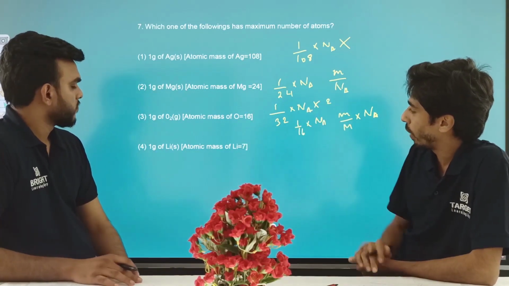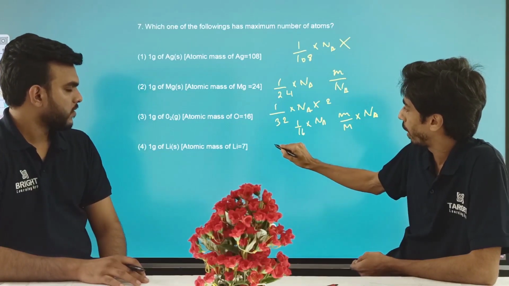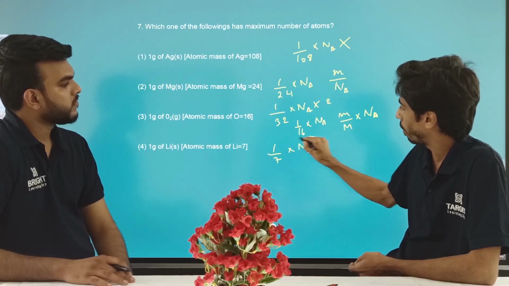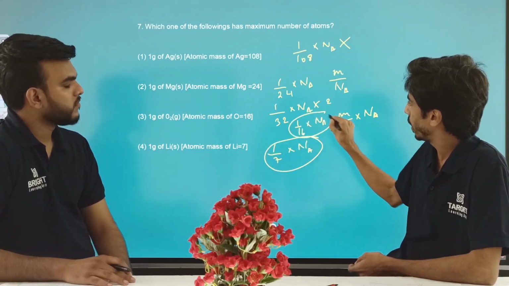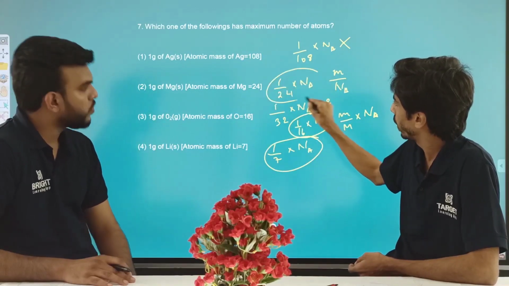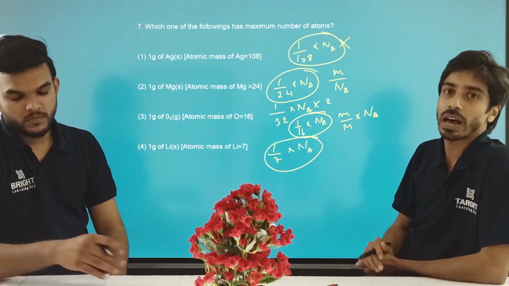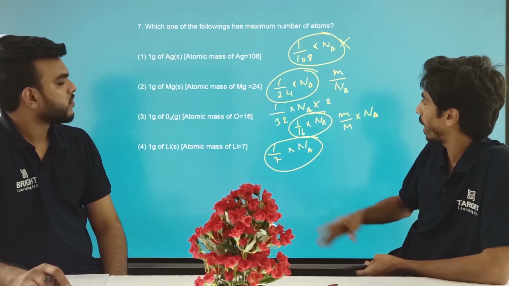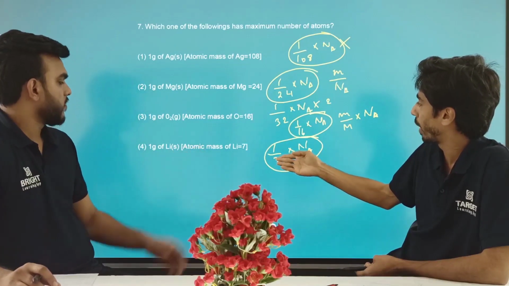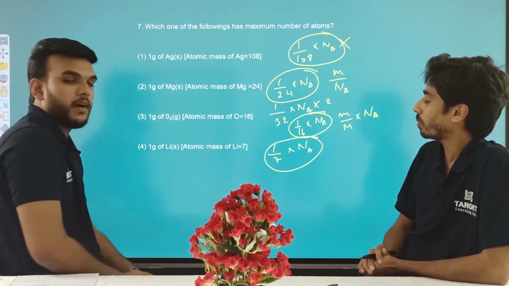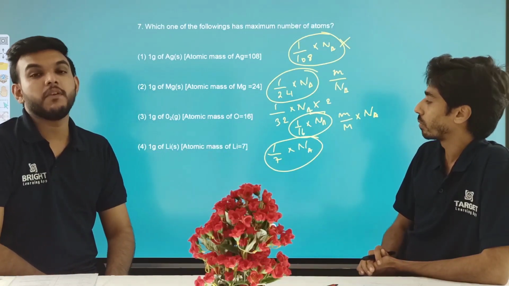And for 1 gram of lithium, it will be 1 divided by 7 into Na. So you have the options 1 by 7 into Na, 1 by 16 into Na, 1 by 24 into Na and 1 by 108 into Na. You need to identify the largest value. It's a very direct question: the answer is the one with the lowest value in the denominator. That is D, 1 gram of lithium with atomic mass 7. That will be the right answer.